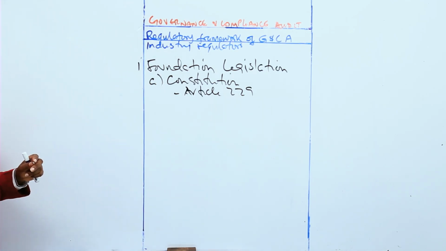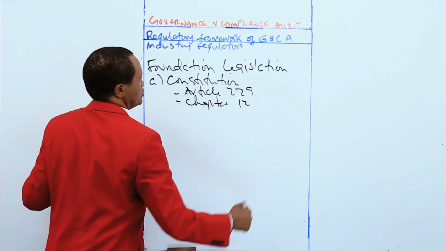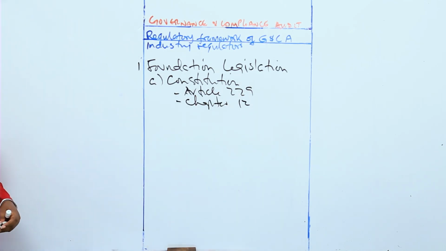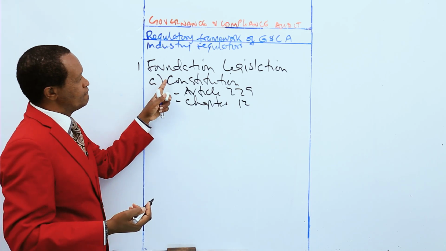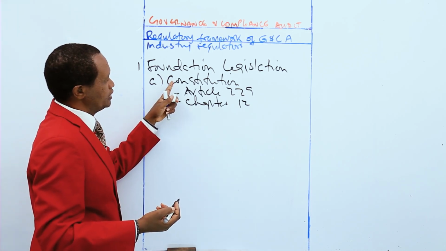You understand? Then you have Chapter 12 of the Constitution on public finance. So that's the first legislation, the Constitution.